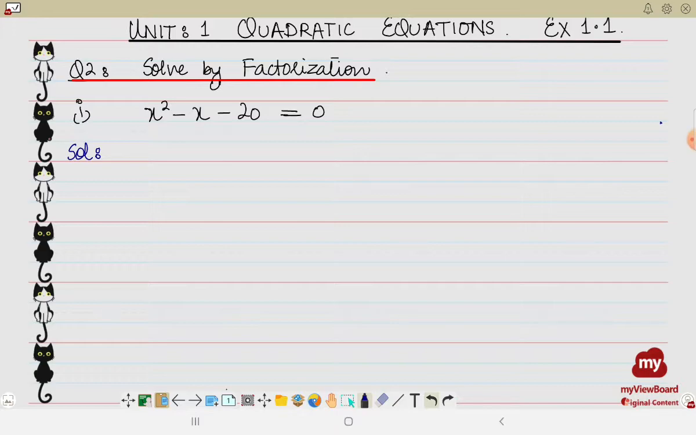Today in this video we'll be solving question number 2 of exercise 1.1 of unit number 1, which is quadratic equations. In this question we are going to solve the quadratic equation by the method which is given as factorization. Solving the equation means we have to find out the value of x. For finding out the value of x, we'll use the method of middle term break factor.